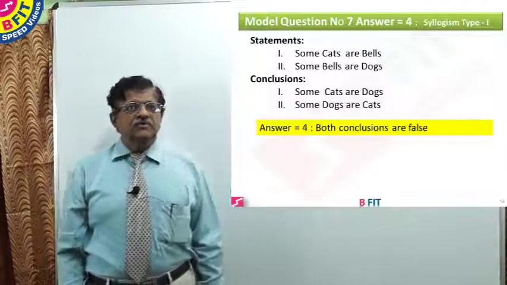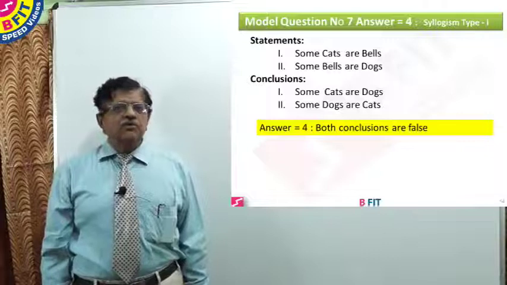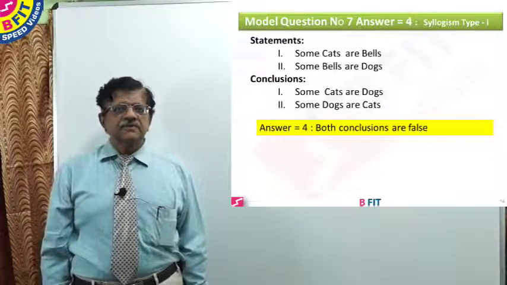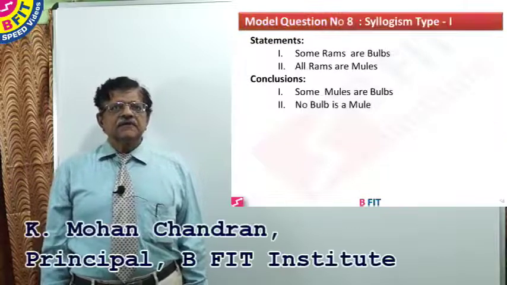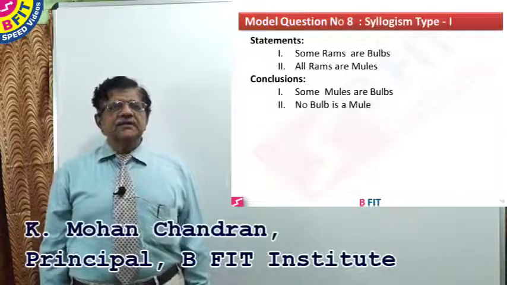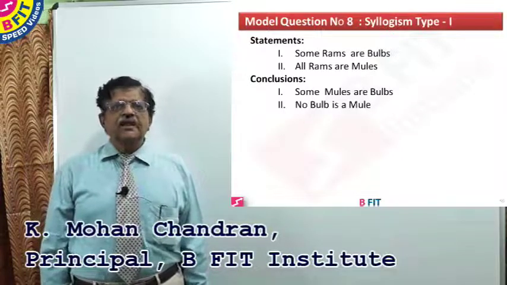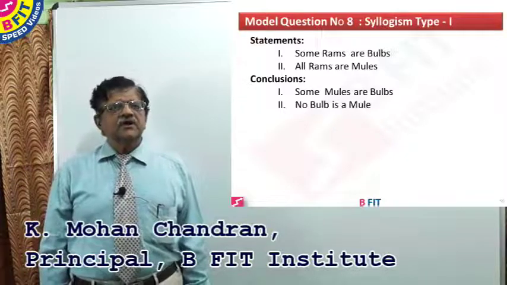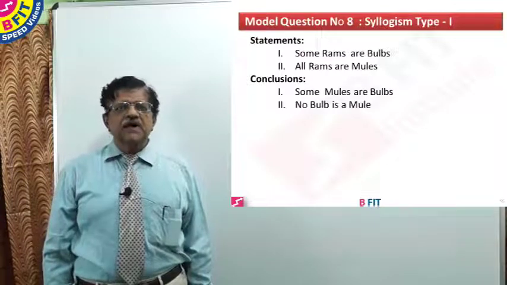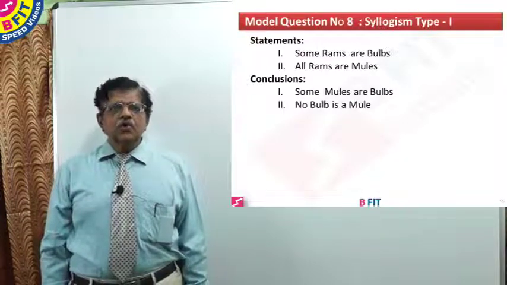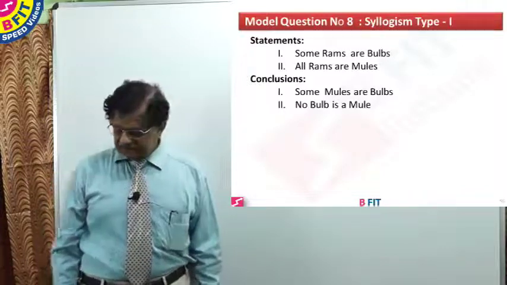So the answer for question number 7 is answer 4, which indicates both conclusions are false. Now let us look at the next question. The next question, question number 8. The statements are: some rams are bulbs. Statement 2, all rams are mules. We have to test the conclusion. Conclusion 1, some mules are bulbs, and conclusion 2, no bulb is a mule. Let us see the working.